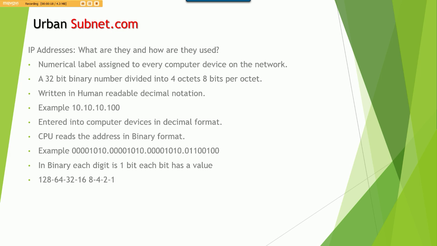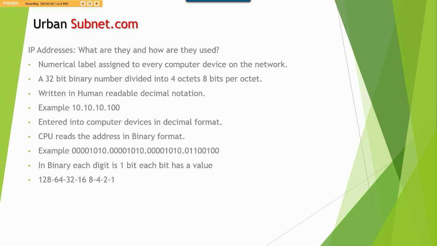Now, the IP address is a numerical label assigned to every computer device on the network. So that is a number that is assigned to every device on the network. It identifies that particular device on the network that it is on. It is a 32-bit binary number that is divided into 4 octets, and there are 8 bits per octet. So this is a binary number that is used to identify the computers on the network.